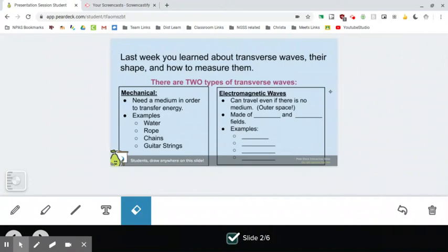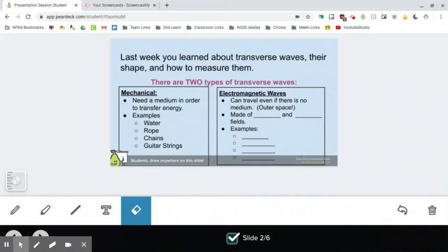Whereas today I'm going to be introducing to you electromagnetic waves. It can travel even if there is no medium. That means electromagnetic waves can even travel through outer space. Thank goodness, because the sun's light is our main source of energy, and it is in fact an electromagnetic wave.